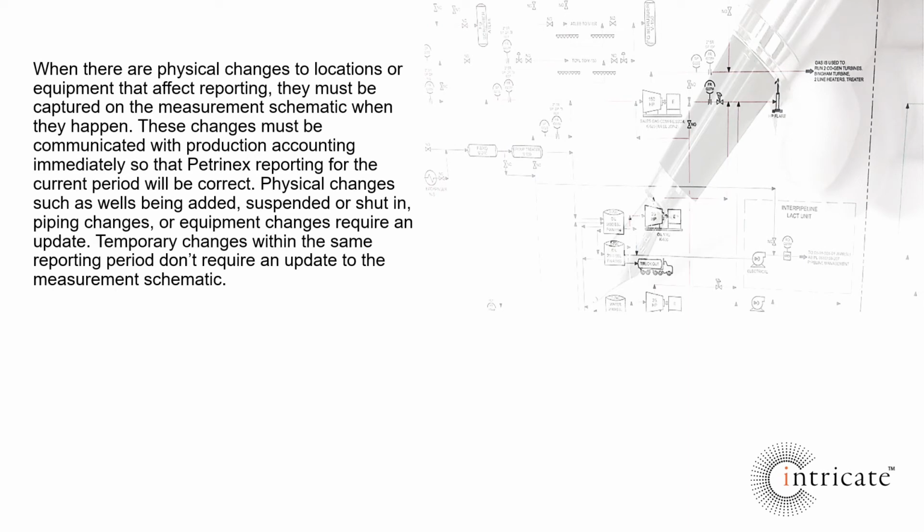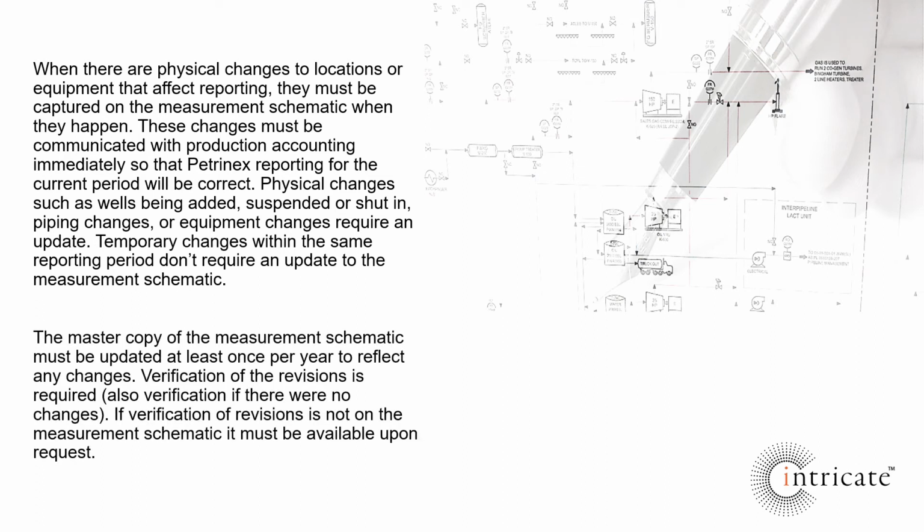When there are physical changes to locations or equipment that affect reporting, they must be captured on the measurement schematic when they happen. These changes must be communicated with production accounting immediately so that Petronix reporting for the current period will be correct. Physical changes such as wells being added, suspended, or shut in, piping changes, or equipment changes require an update. Temporary changes within the same reporting period don't require an update to the measurement schematic.